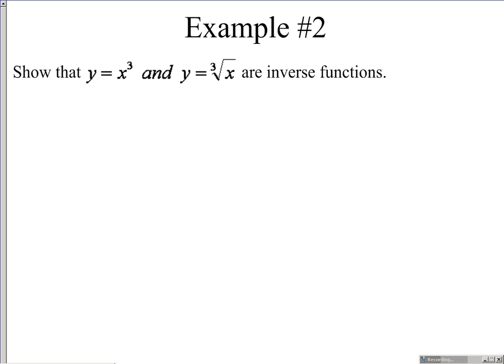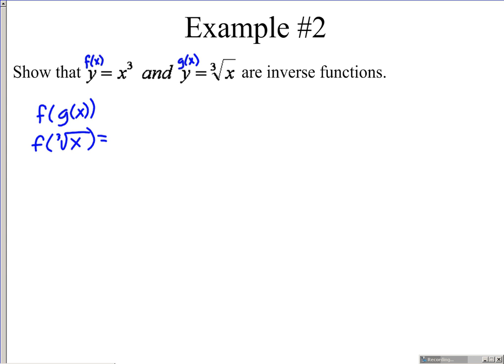Show that y equals x cubed and y equals the cube root of x are inverse functions. Notice this isn't written in function notation here, so I'm going to call this one f of x and this one g of x, so that when we use our notation, we know which one we are referring to. So I need to find f of g of x first. That's f of the cube root of x.